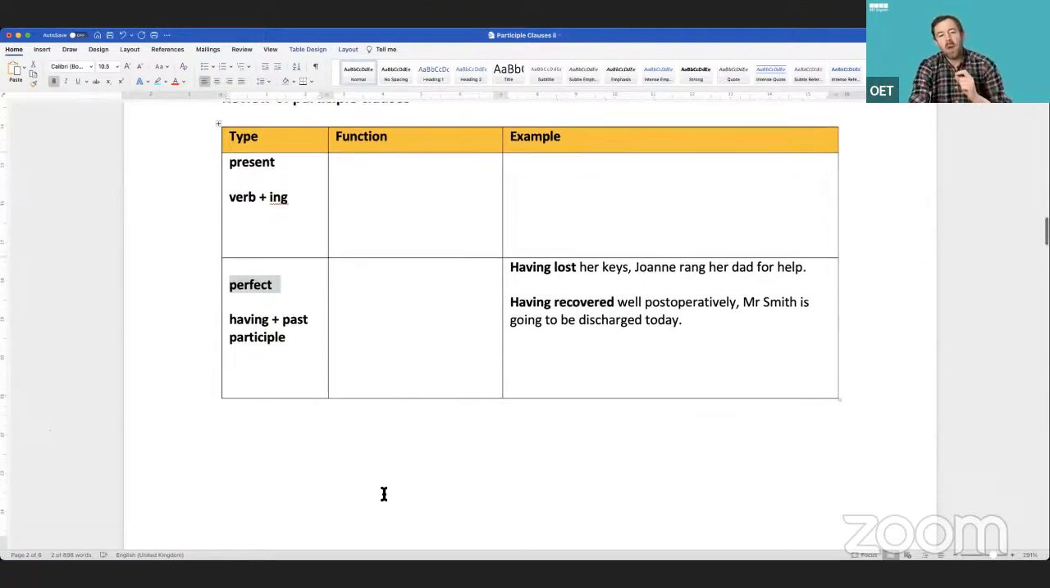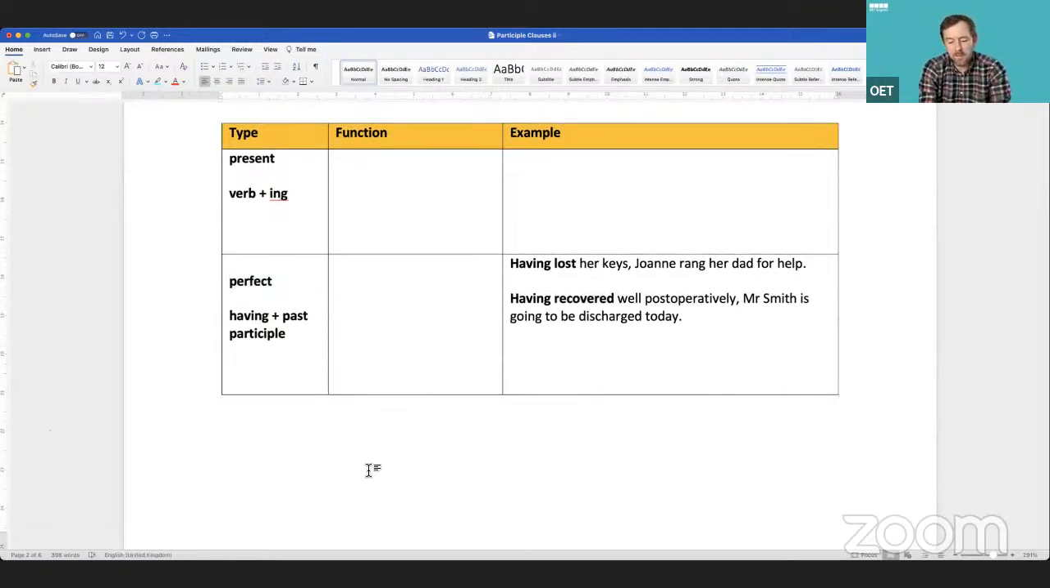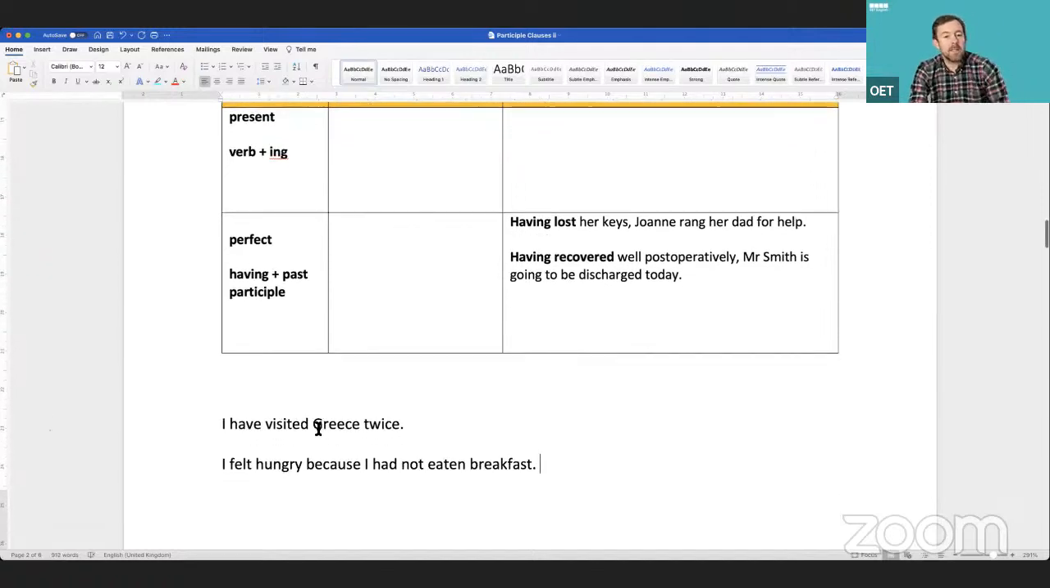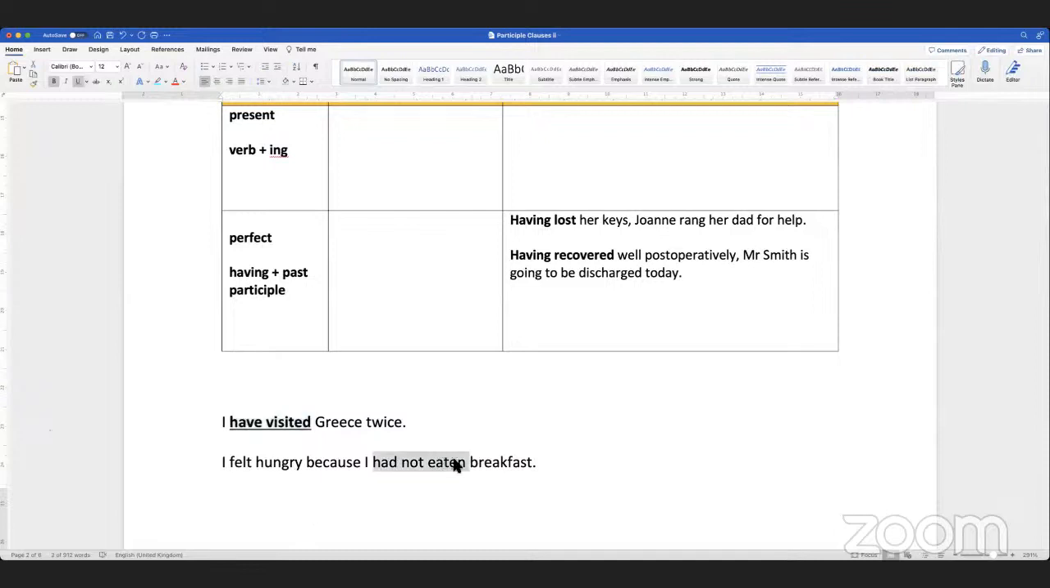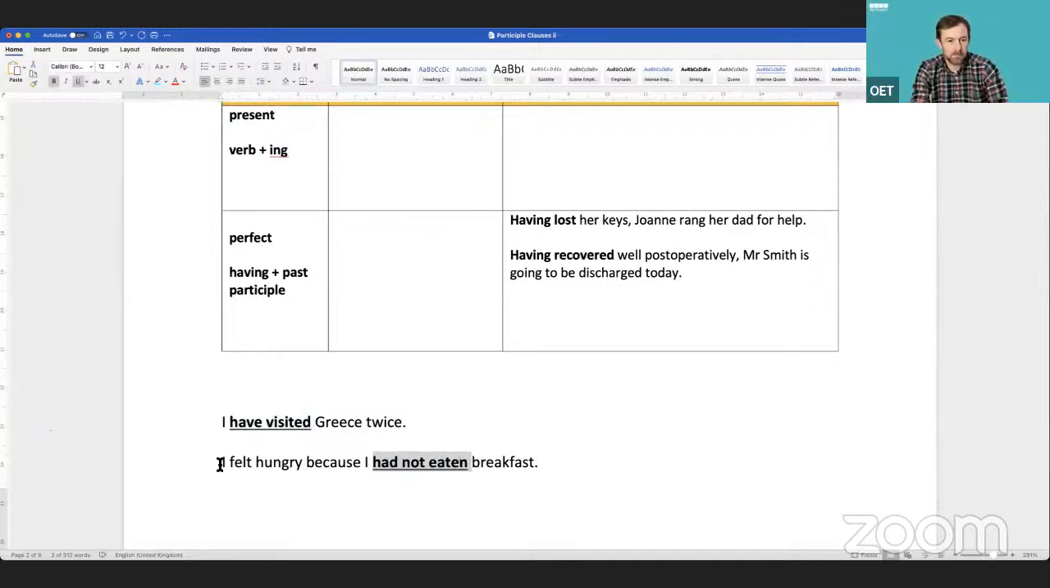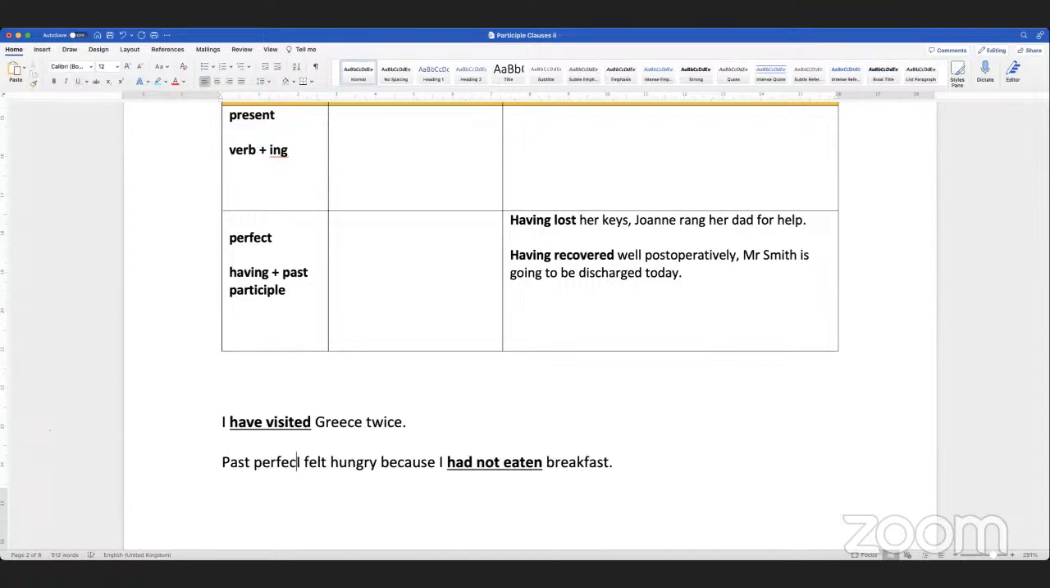When we do the present perfect, we say, I have visited Greece twice. And this one: I felt hungry because I had not eaten breakfast. This is present perfect, isn't it? Yes. And this one, I had not eaten. What's that one? Past perfect. Yes, it's past perfect.